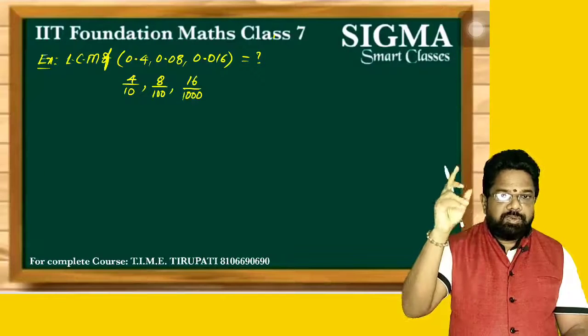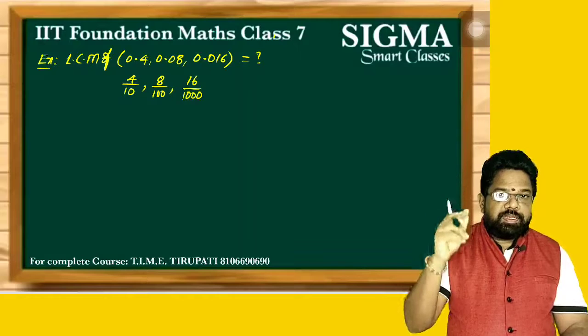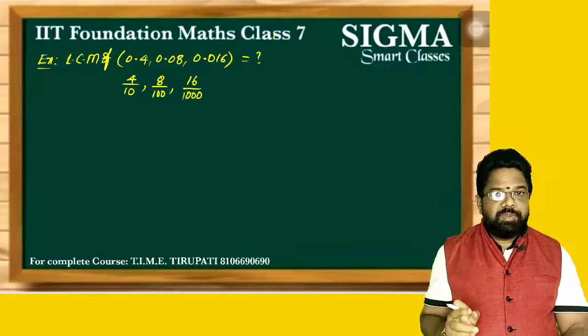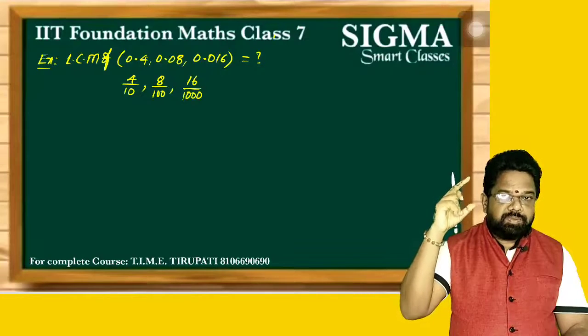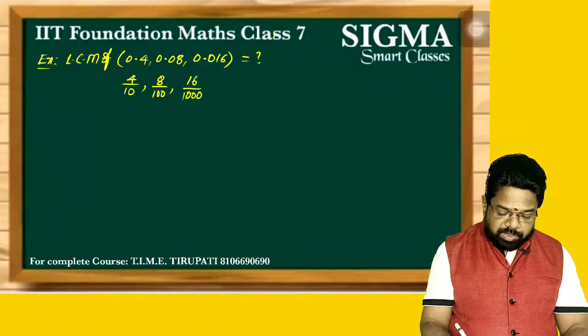Both are divisible by 2, cancel with 2. Both are divisible by 3, cancel with 3. Both are divisible by 5, cancel with 5. If there is no common factor, then we say it is in simplified form. When we say the fraction is in simplified form, it means there are no common factors for both numerator and denominator. Only then do we say it is in simplified form. It is clear now.